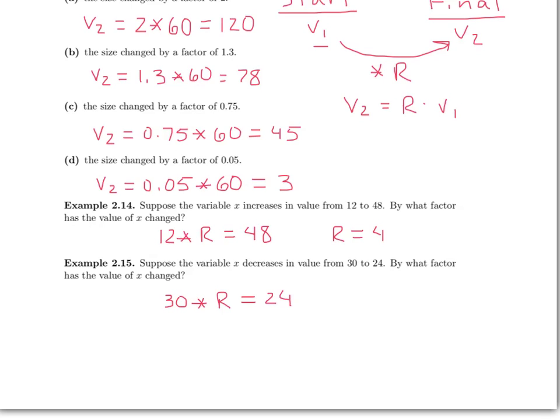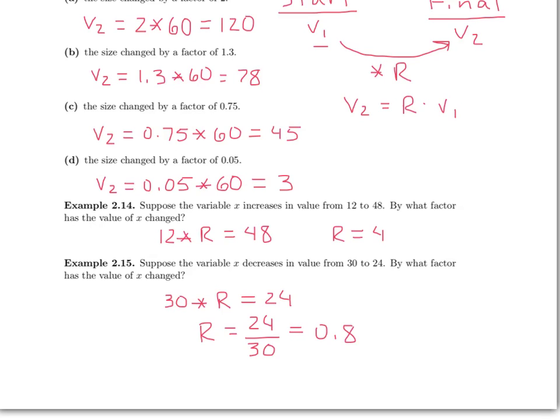To determine the factor in this case, we take 24 and divide by 30. If we work that out on a calculator, we arrive at 0.8. So 24 is 0.8 times 30. Or said another way, the variable x decreased or changed by a factor of 0.8.